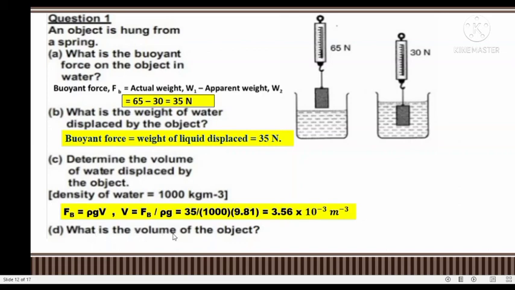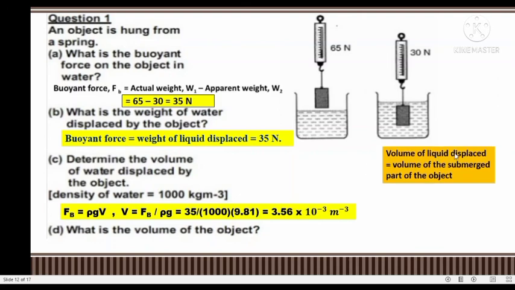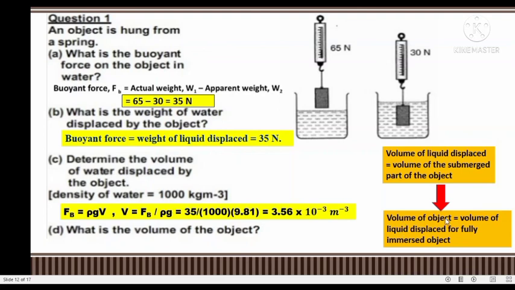Okay, D. What is the volume of the object? Look at this case. Is this partially immersed or fully immersed? Okay, we have discussed before. Volume of liquid displaced equals the volume of the submerged part of the object. In this case, the object is fully immersed. Thus, we can say the volume of the object equals the volume of liquid displaced for a fully immersed object. So from here, we get the volume of the object equals 3.56 times 10 to the power negative 3 meter cubed.